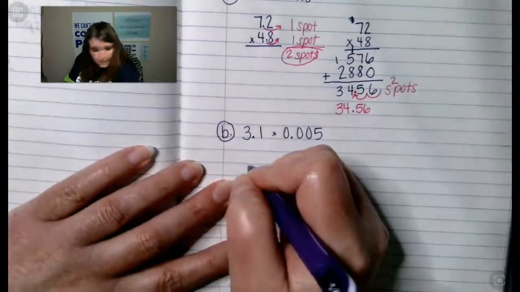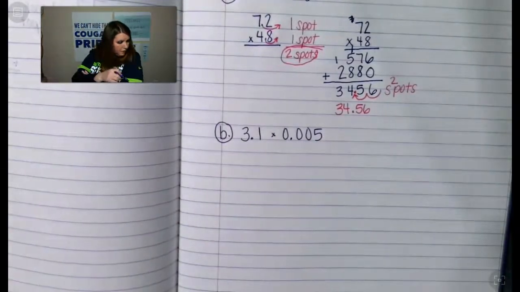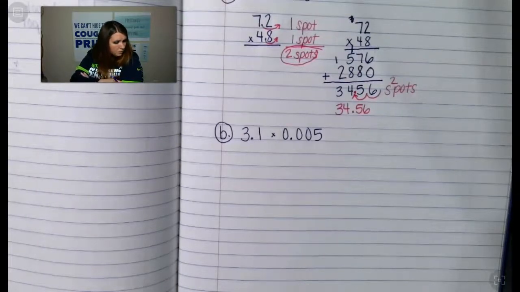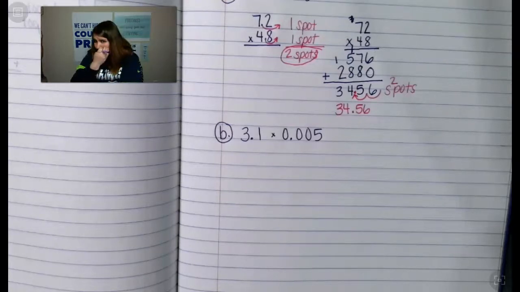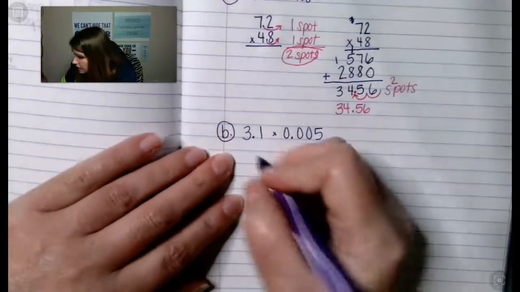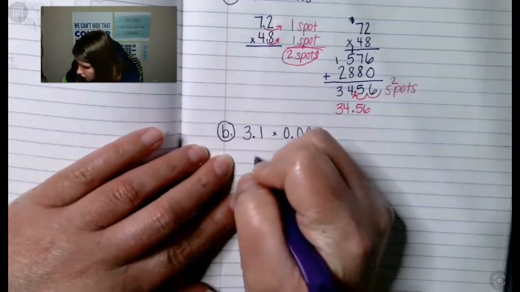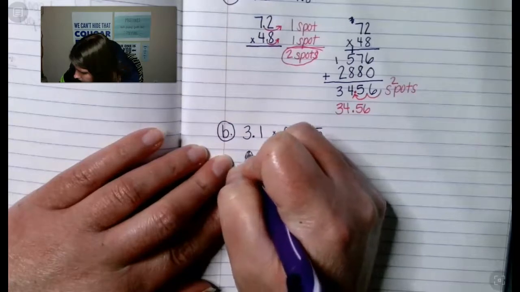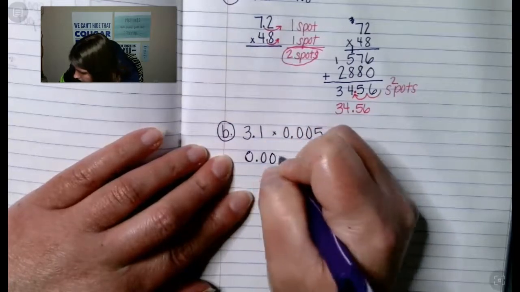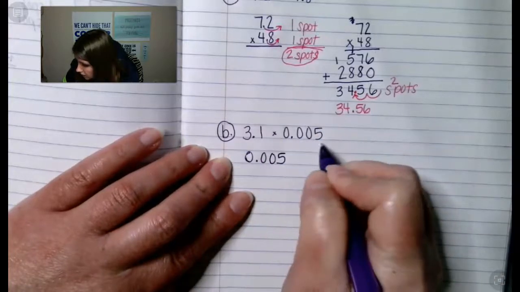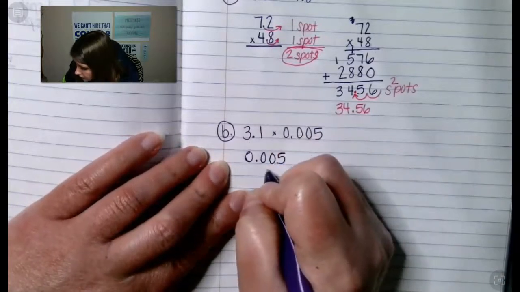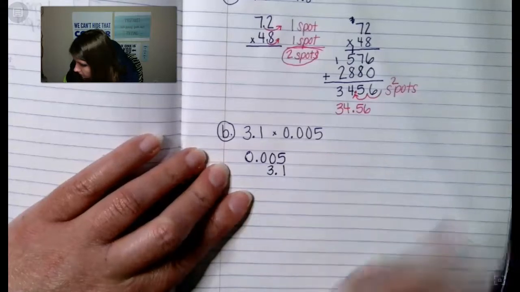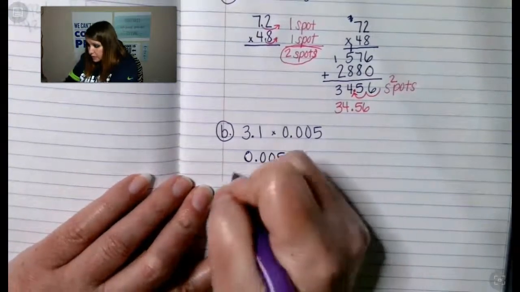Okay, and it might look funny when we rewrite it without a decimal. Well, and this one we don't really actually even have to rewrite it without a decimal. I don't know, your choice. You do it how you want to do it. Okay, so let's rewrite it. Longer number on top. So longer number on top, 0.005. That one's longer. 3.1, so I'm going to put 3.1. Okay, now they're stacked correctly.